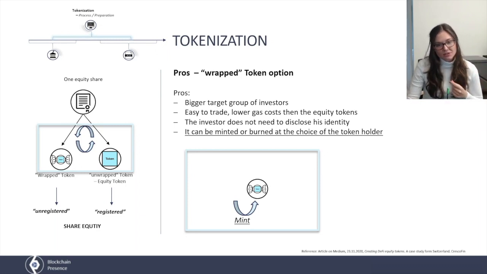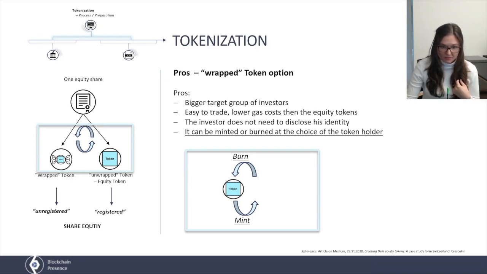Now the shareholder sells his wrapped token and the new investor buys the wrapped token. The new investor is interested to get involved with the company and wants to have voting rights and receive dividends. So therefore, he announces himself to the company. And what happens, the new investor is being registered in the share register, and at the same time, the wrapped token is burned. Kind of imagine the wrapping paper is burned, and it leaves the token holder with the unwrapped equity token.